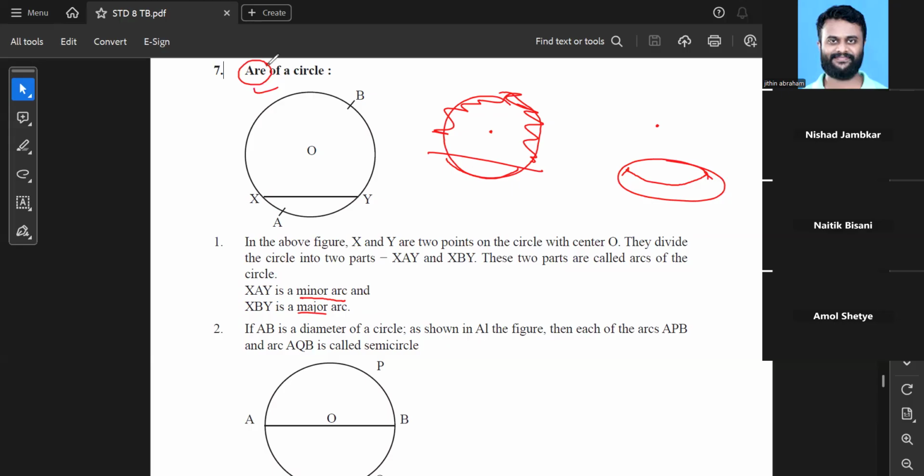Arc. By the way, this is a spelling error. This is not E, this is ARC. They have written ARE, which is a printing error.